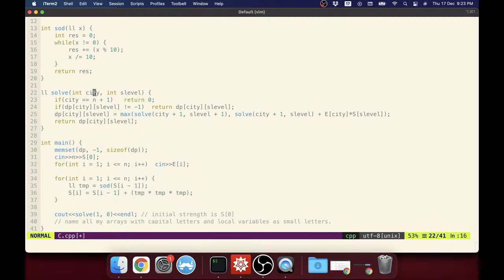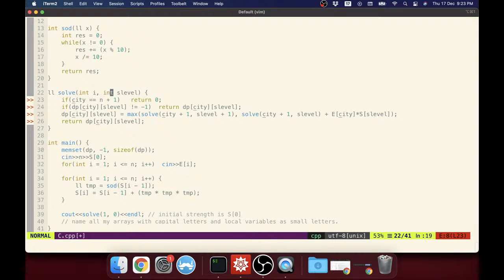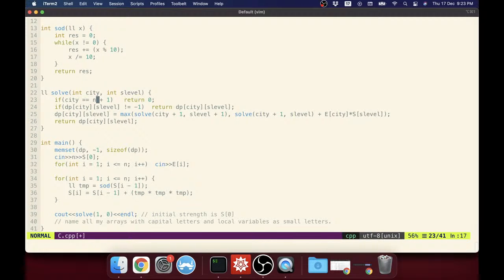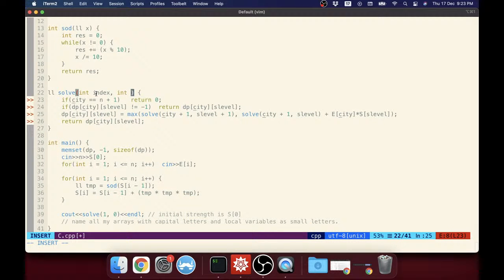Here, for example, I use the words city and S level. Generally, I won't use the words city and S level in my code. I used them here so that it's easier for you guys to understand. Otherwise, I might have used something like index, denoting the current index, and something like int jump, maybe how much we have jumped since the previous X level.